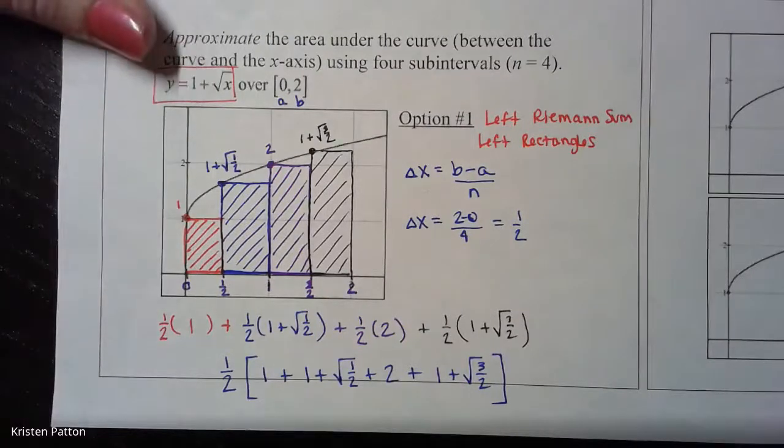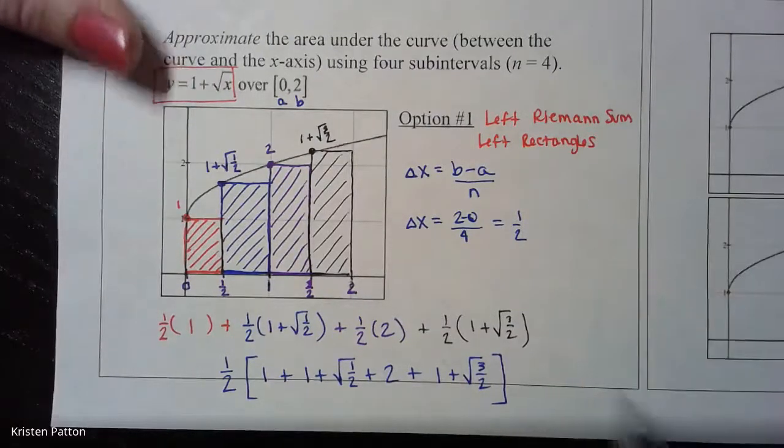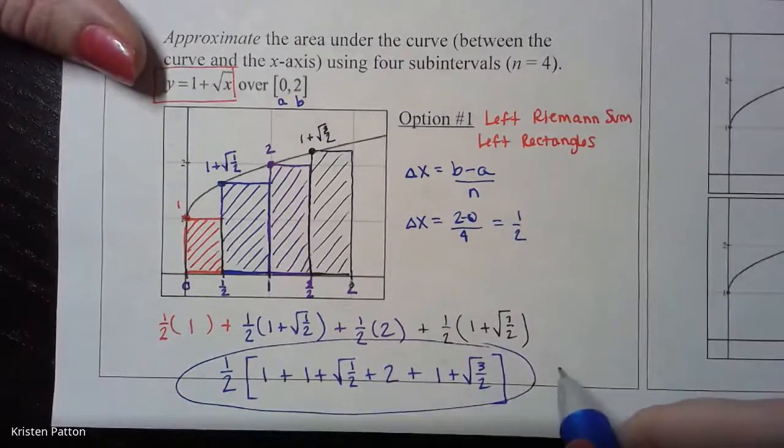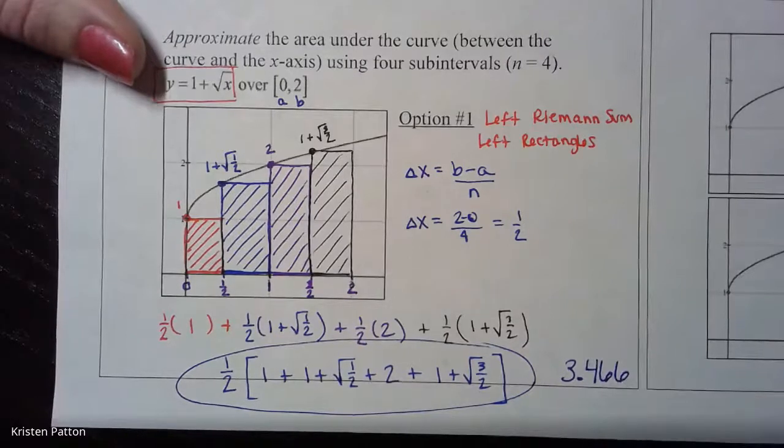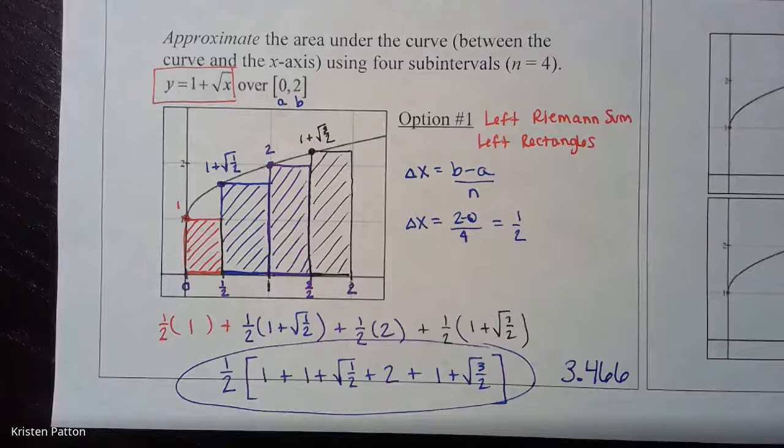And I'm doing this just for a reference point. We don't need the decimal. Okay, this is my answer, but my approximation as a decimal is 3.466. Okay. And I'm hoping by now you're going, oh yeah, I remember doing this last year. Please, if at any point you have questions, please just ask.